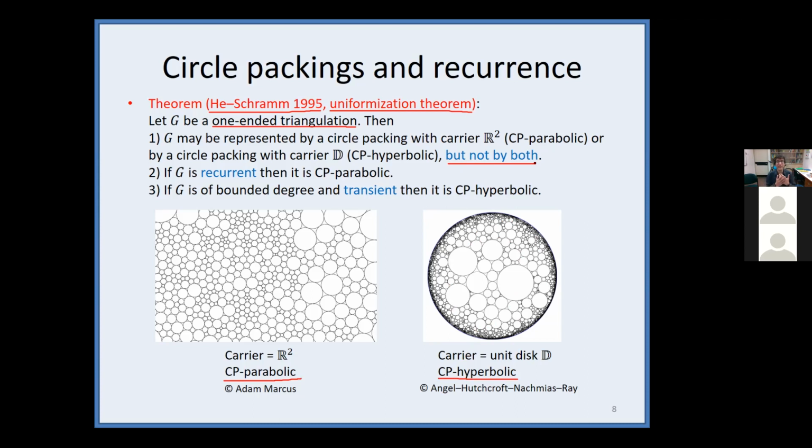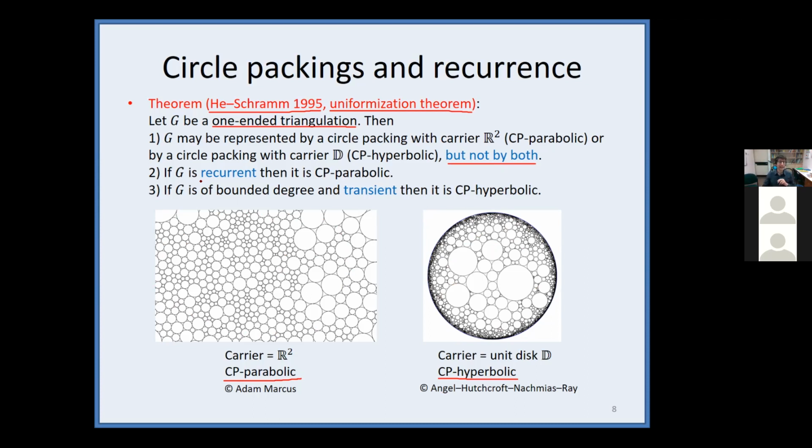So there is a dichotomy for one-ended triangulations. Either their circle packing fills the entire plane, or their circle packing fills the unit disk, but they don't have both things. So they're either this or that. They can be represented by one of them, but not by both. So this is a very interesting dichotomy. In some sense, you can say that the graphs are either big. If they are in the unit disk, then in some sense they're big because they have all these accumulation points. Or maybe you can say they're a bit small. If they're in the plane, then in some sense they're a bit smaller.